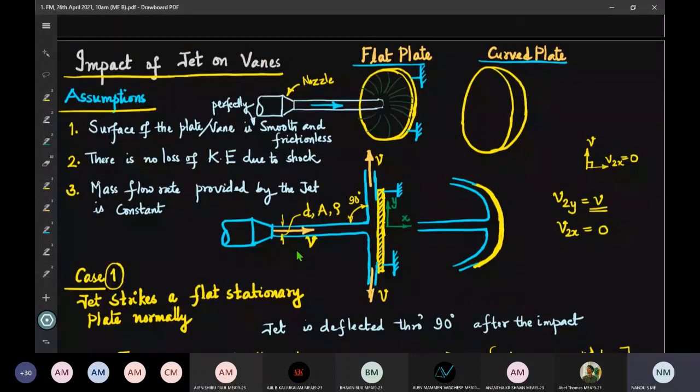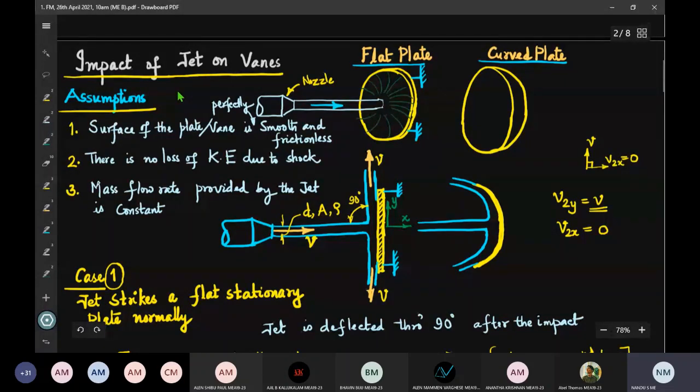The first topic. Fluid machines have immense applications, from household or domestic pumps to modern aircraft engines, which employ gas turbines. We have a wide variety of fluid machines that we come across in everyday life. We have centrifugal pumps, reciprocating pumps, hydraulic turbines used in hydroelectric power stations, etc. The first topic is impact of jet on vanes.